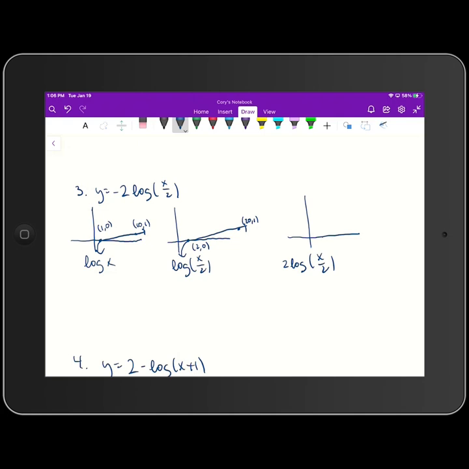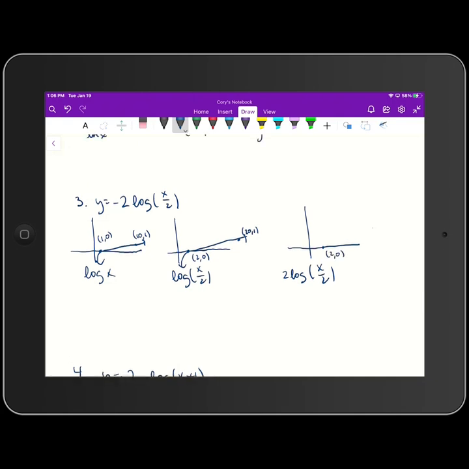Okay, so the first point doesn't change location. It's still at (2, 0), but the second point that was at (20, 1) is now going to be up here at (20, 2). Okay, so that graph is going to get vertically stretched by a factor of 2.